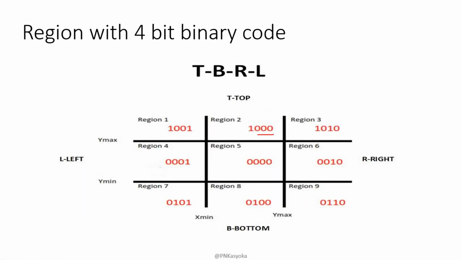Now, if you look at region number 8, it is at the bottom, and it is not on the left, neither is it on the right, and therefore we assign a 1 for the bottom, leaving us with the code 0100. The same applies for all other regions except this region. So use the same procedure for getting the codes for each and every one of these regions.